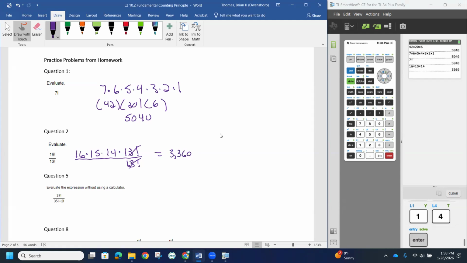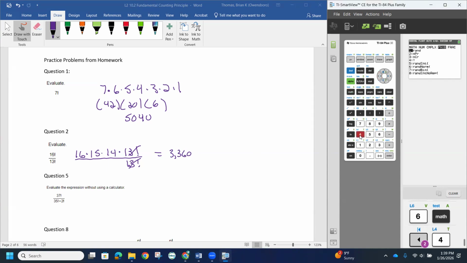Now, you could also do 16 factorial over 13 factorial on the calculator. There's a couple ways. One way is just put 16, math, probability, put 16 factorial, and then divided by, so I can use my division symbol, divided by 13 factorial, math, probability, number 4. So I can actually type in 16 factorial divided by 13 factorial into my calculator. Notice it also gives me 3,360.